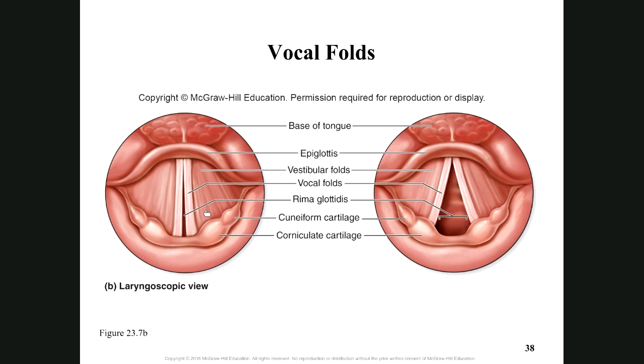Here you see that this is the superior view of the larynx. When we want to swallow something, this part is closed. When we want to talk or do inhalation and exhalation, this part becomes open. And also we have two other folds which we call the vestibular fold or vestibular ligament. In this picture, you can see the vestibular ligament on both sides of the vocal ligament.